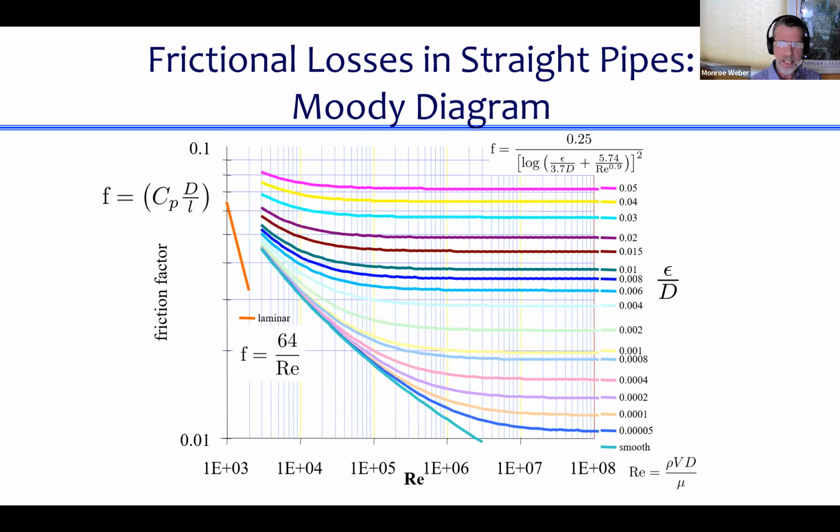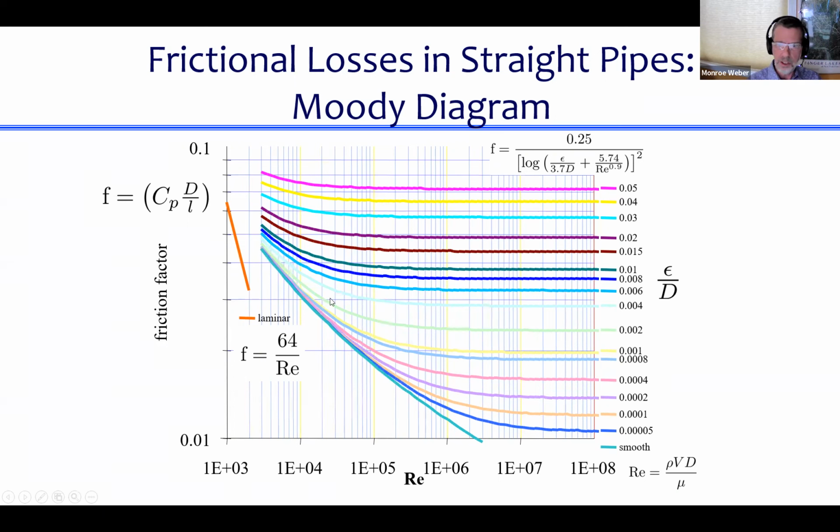So what do we see? First of all, over here, where the Reynolds number is less than 2000, we have this lovely straight line. That's the Hagen-Poiseuille equation, where we plugged in F equals 64 over the Reynolds number into the Darcy-Weisbach equation and have this beautiful straight line. That's lovely.